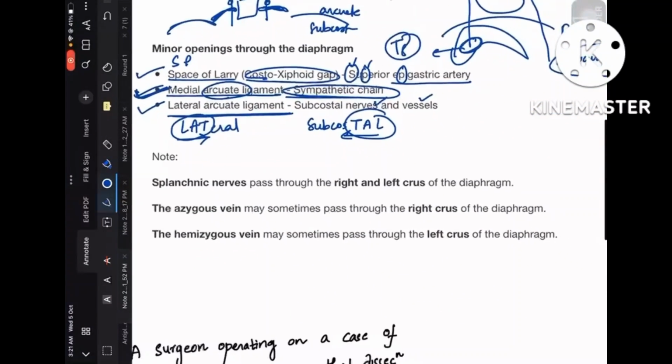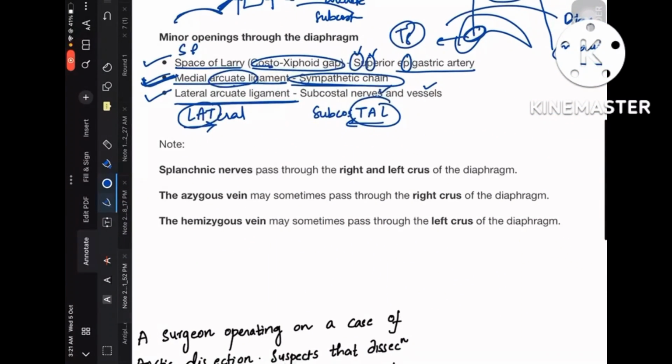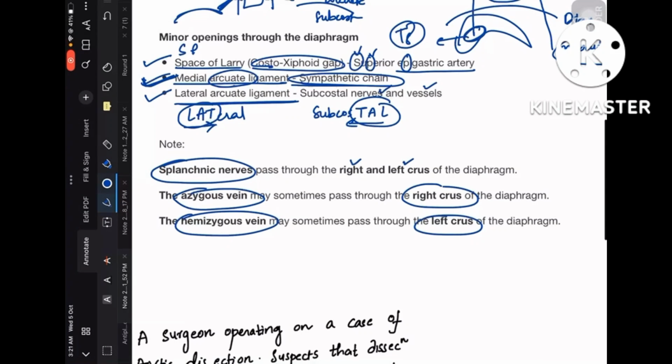And here are the three important points that you need to remember. Firstly, splanchnic nerves. They pass through right and left crus of the diaphragm. Sometimes azygous vein passes through right crus and hemiazygous vein through the left crus. So usually these two are from that mnemonic, right? Which at the T12 aortic hiatus level. But sometimes they might pass through the right crus and left crus respectively.